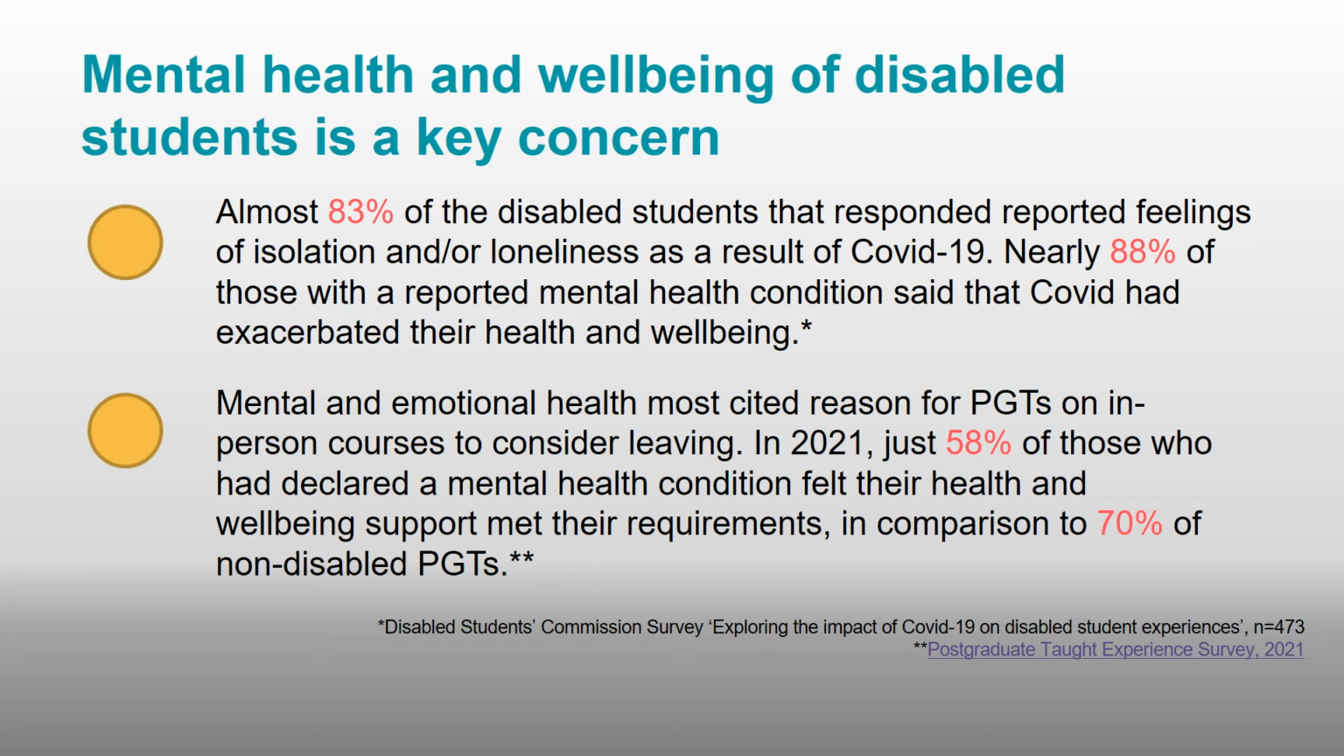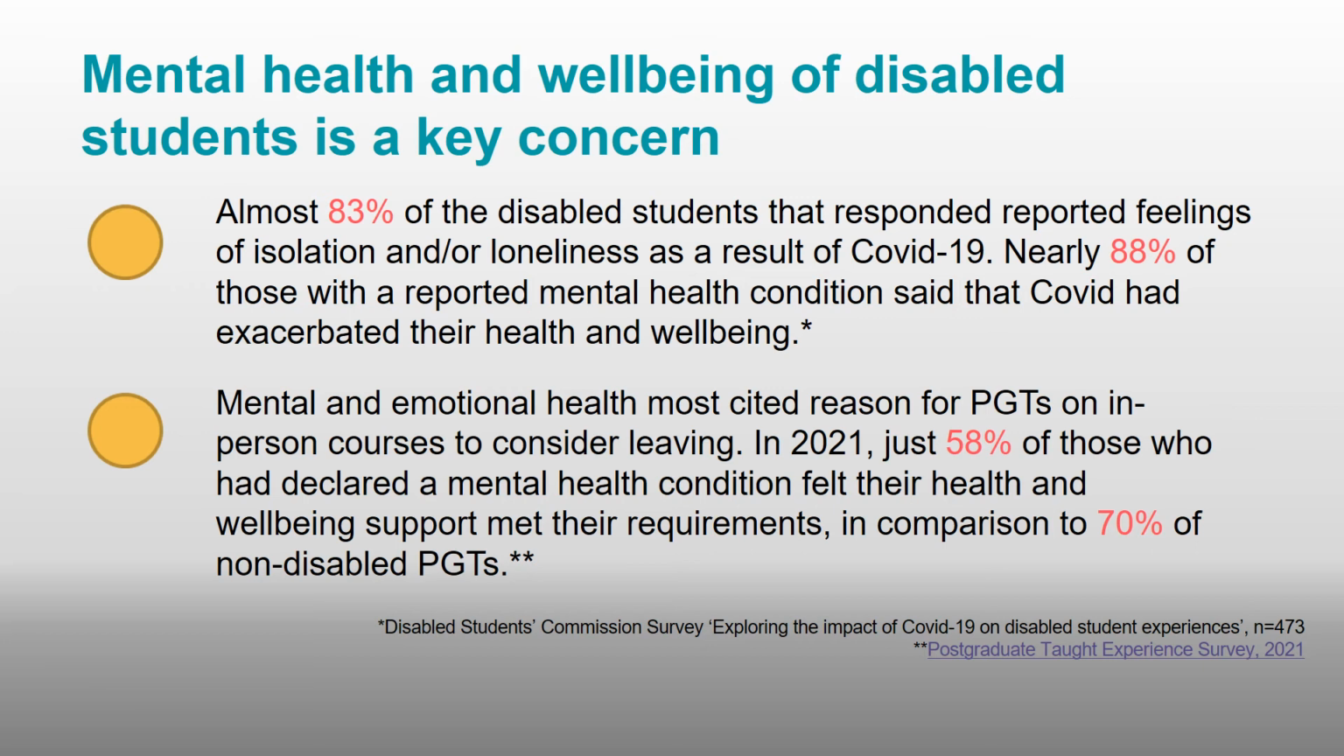The mental health and well-being of disabled students appear to be significantly impacted by the pandemic, with survey results from the Disabled Students Commission survey and the 2021 Advance HE's Postgraduate Taught Experience survey raising concerns around this topic. Specifically, in the DSC survey, almost 83% of the participants reported feelings of isolation and/or loneliness as a result of COVID. Nearly 88% of the respondents with a reported mental health condition said that COVID had exacerbated their health and well-being.